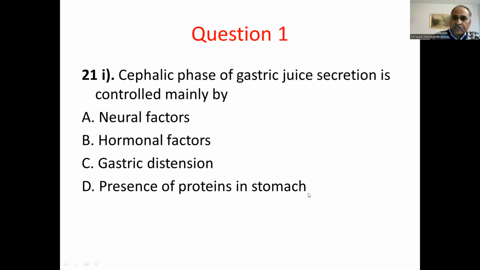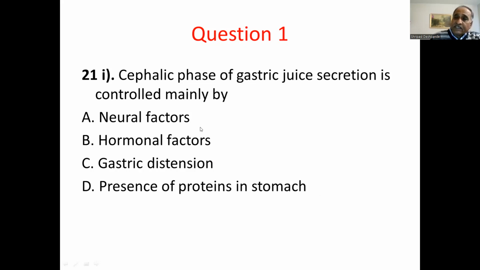Presence of proteins in the stomach means it is not a cephalic phase. Gastric distension is again part of the gastric phase. The hormonal factors start with either the gastric phase or the intestinal phase. So it is neural factors.